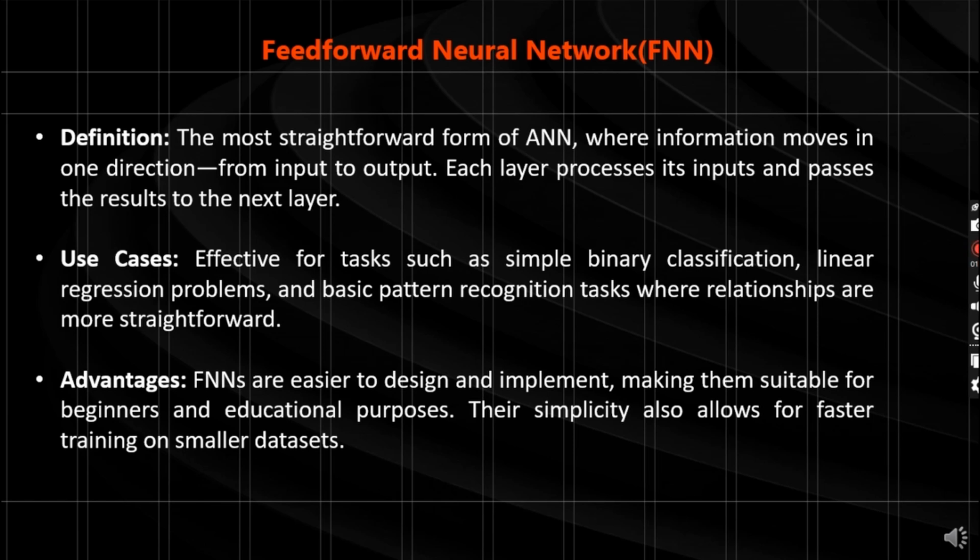Feed-forward neural network. The feed-forward neural network is the most straightforward type of neural network, where data flows unidirectionally from the input layer through the hidden layers to the output layer. FNNs are ideal for simpler tasks like binary classification, linear regression, and pattern recognition in datasets with straightforward relationships. Because of its simplicity, FNNs are computationally effective and easy to train compared to more complex networks, making them a good starting point for beginners and educational purposes. Their streamlined structure makes them particularly suitable for small datasets or basic tasks where relationships are not highly complex.